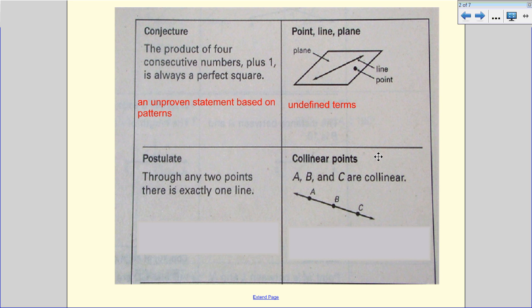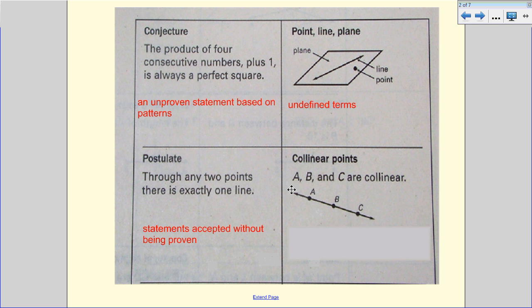A postulate. One of the examples of a postulate is that through any 2 points, there's exactly 1 line. We've had quite a few. I think we got up to postulate 6 in this chapter. But a postulate is just statements that are accepted without being proven.